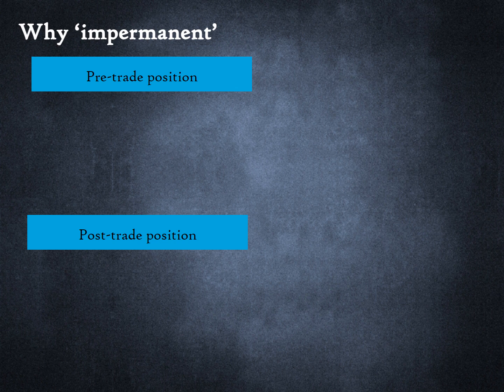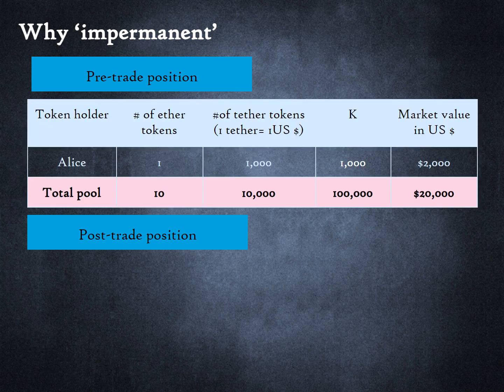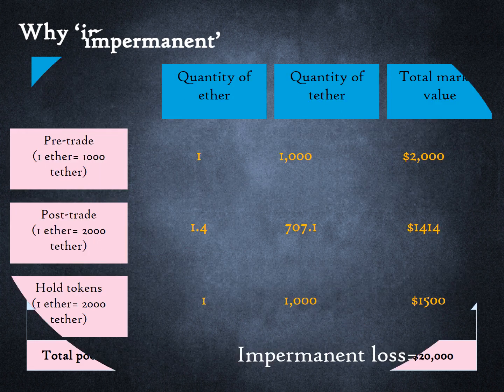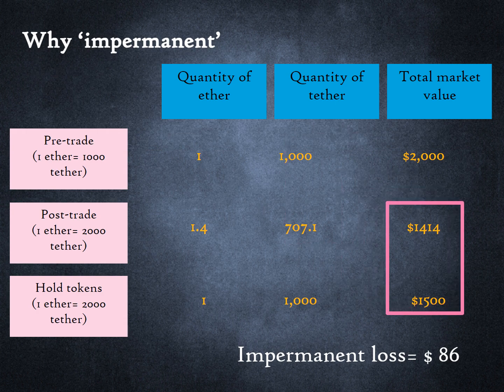The value of Tether in US dollars remains the same, which is $1. As expected, the value of Alice's tokens has gone down. However, has it gone down more or less than the hypothetical scenario where she never contributed to the pool? Next, we will answer this question. We can now calculate the impermanent loss. We can see that in this case, Alice incurs an impermanent loss of $86.